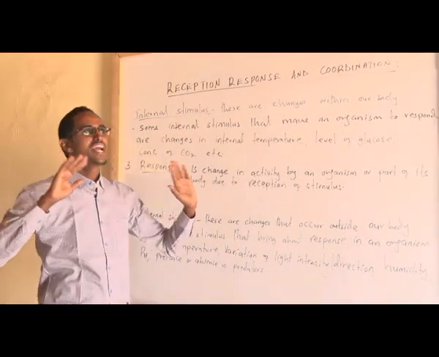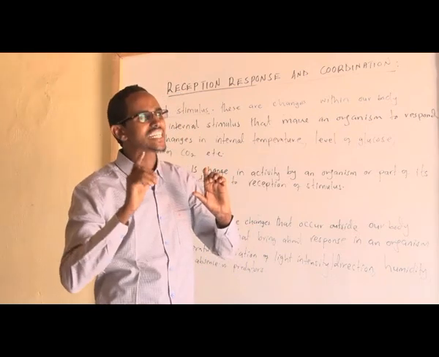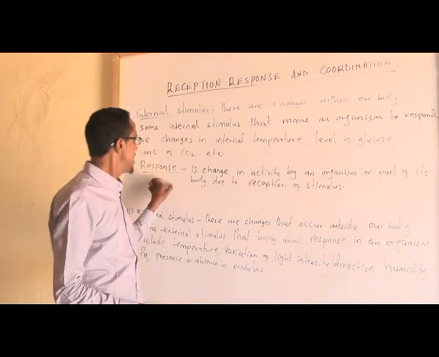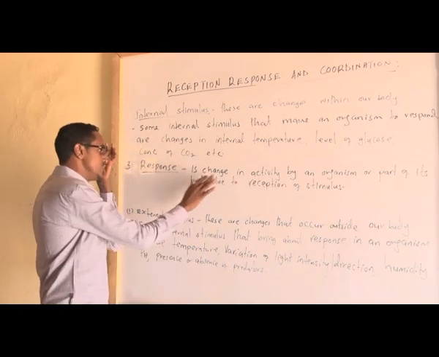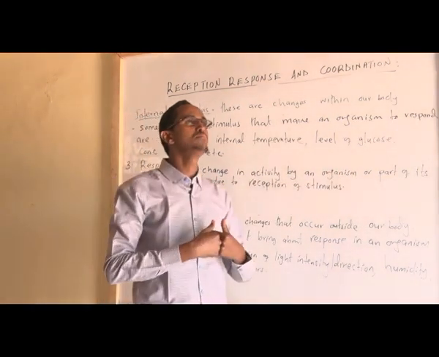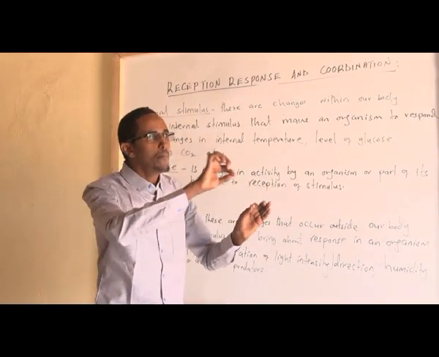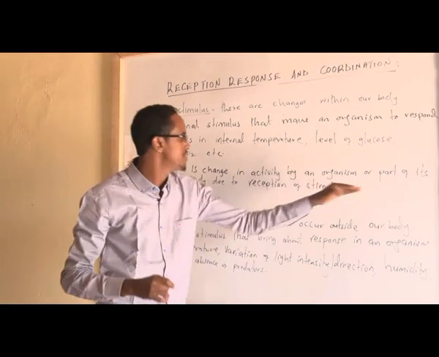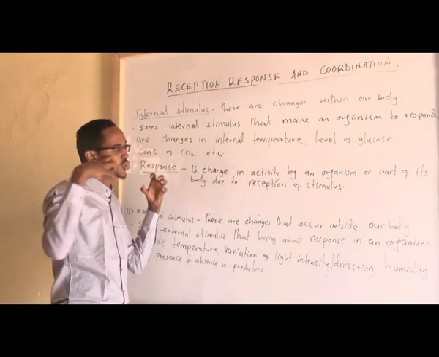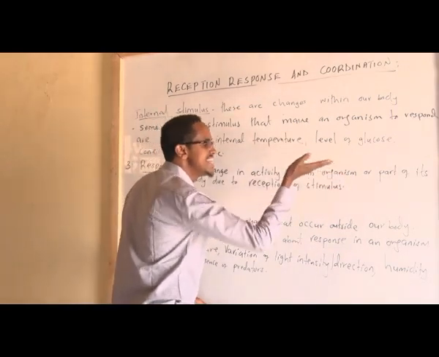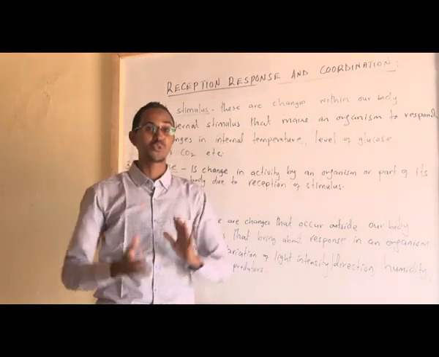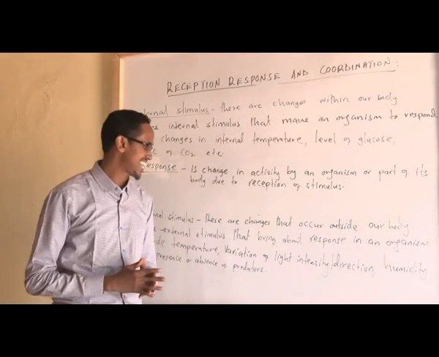And I will give you more examples so that you will understand what sensitivity is, what stimulus is, and what response is. What I'm saying by definition is a change that occurs in an organism. The change could be the whole organism changing its activity, or part of the organism changing its activity. And this change is due to the reception of a stimulus. It is the stimulus that makes the organism change its activity. I will start by giving some examples so that we can understand this.